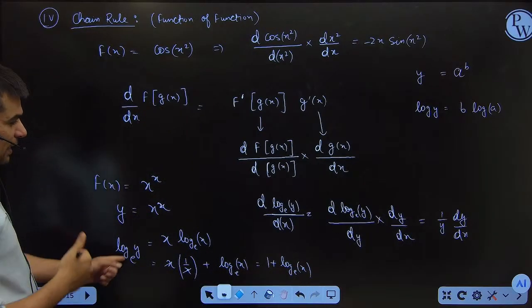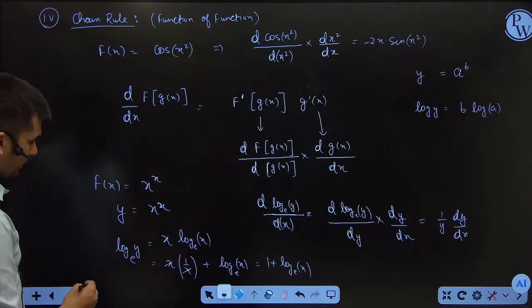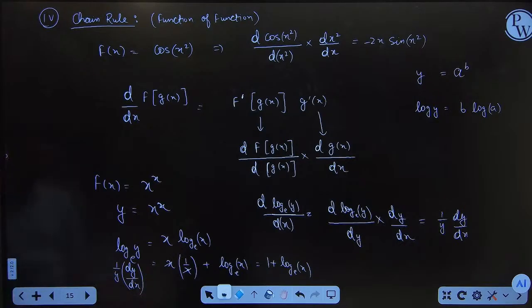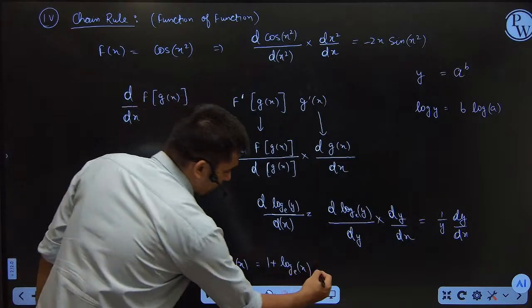Okay. Left hand side, what was that? 1 by y dy by dx. So what's the value of dy by dx in that case? y you can take to the other side, substitute in that in the form of x and get the final result.